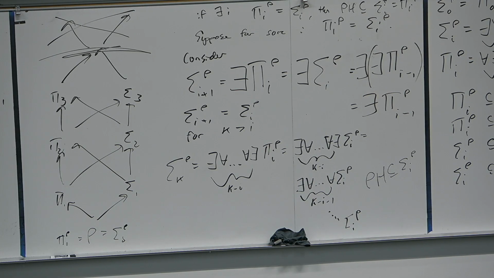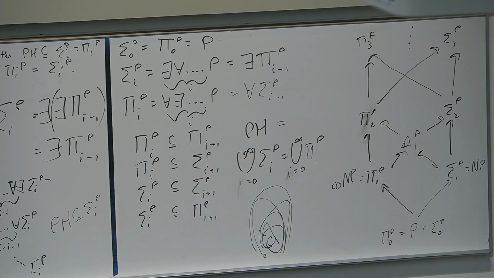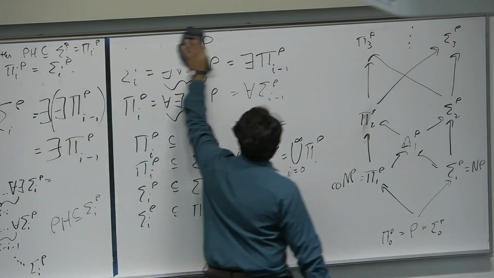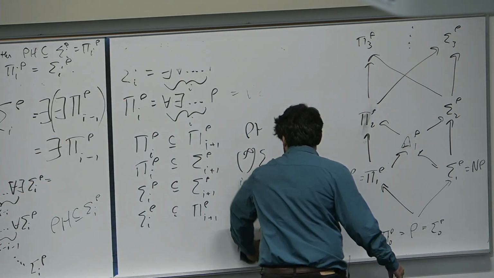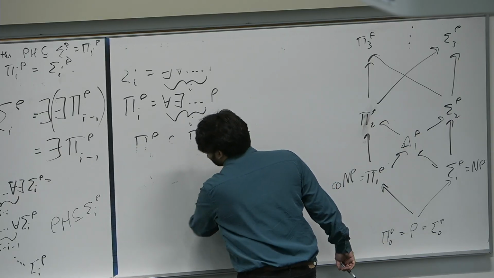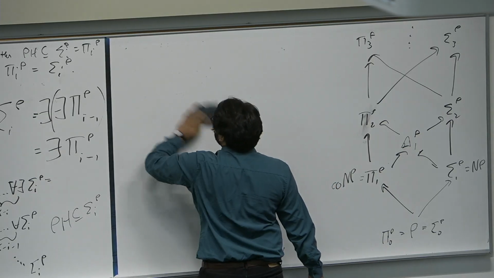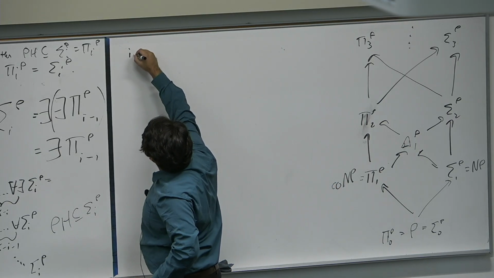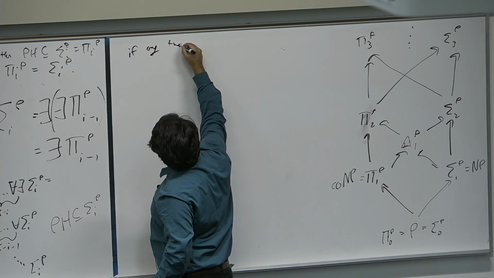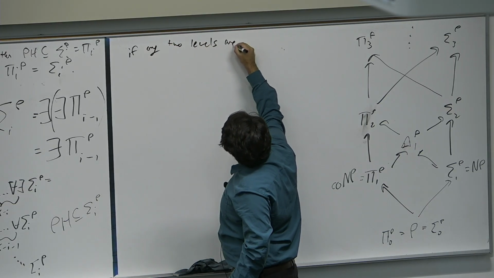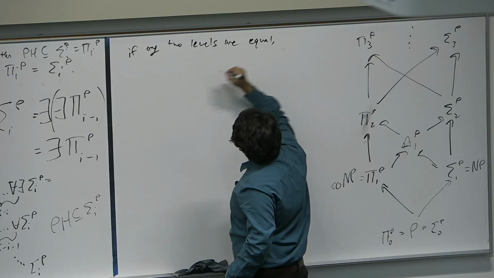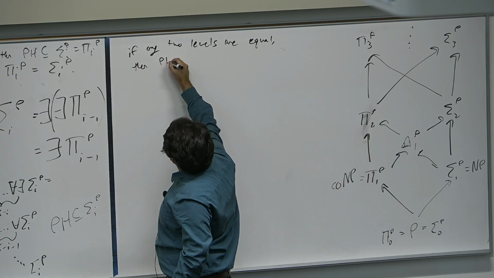Right. Now, what if the two levels are not equal to each other? What if they are just any two levels? It turns out we get a similar problem. If any two levels are equal, then the polynomial hierarchy collapses.